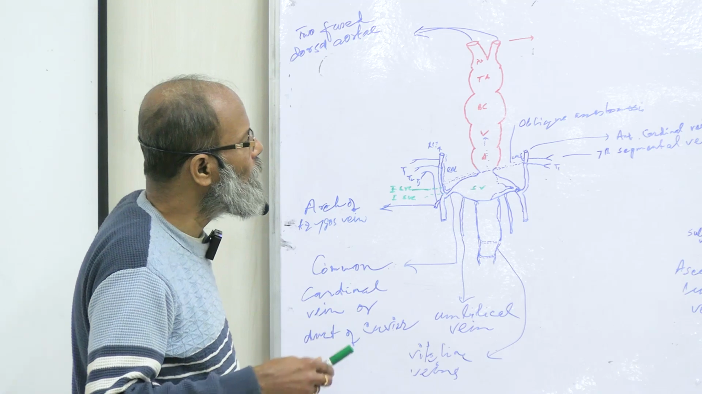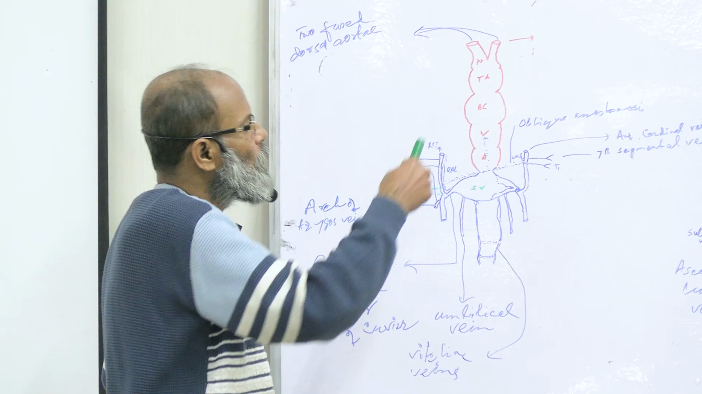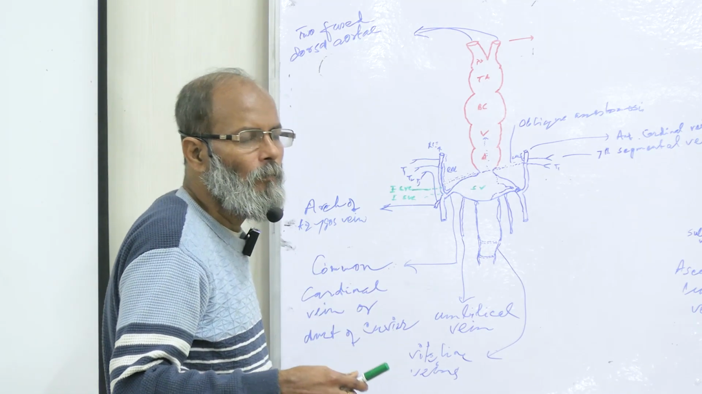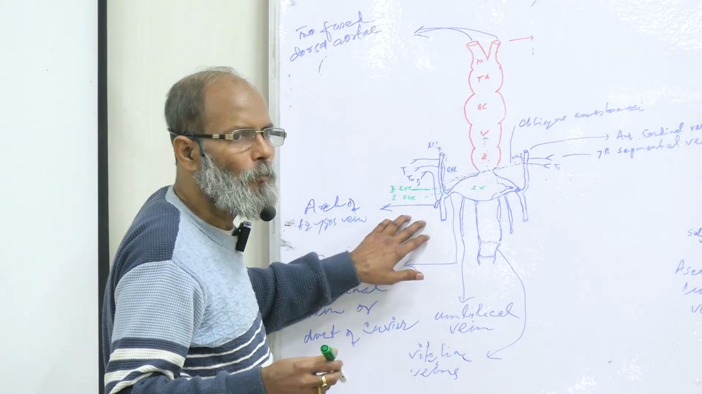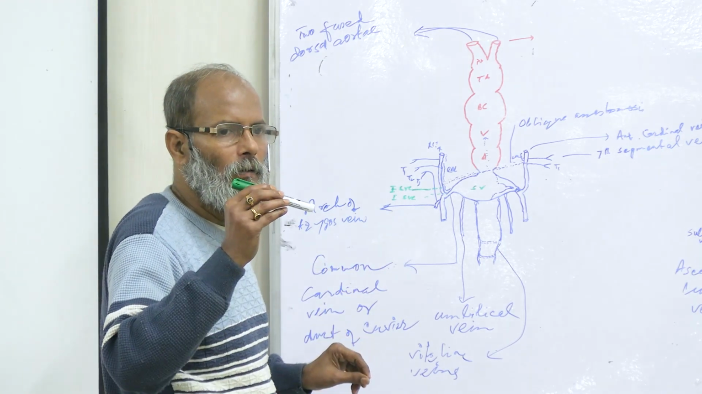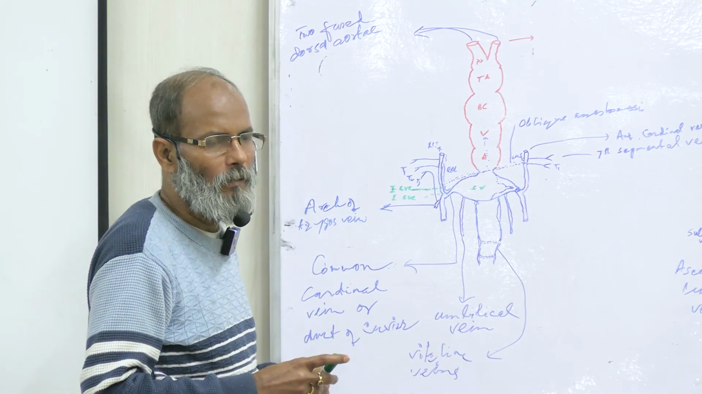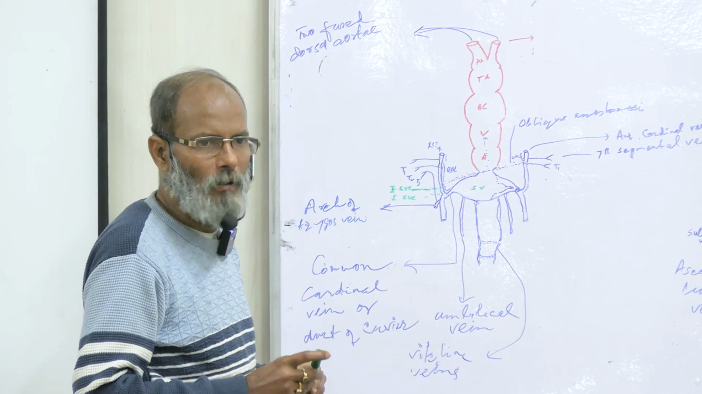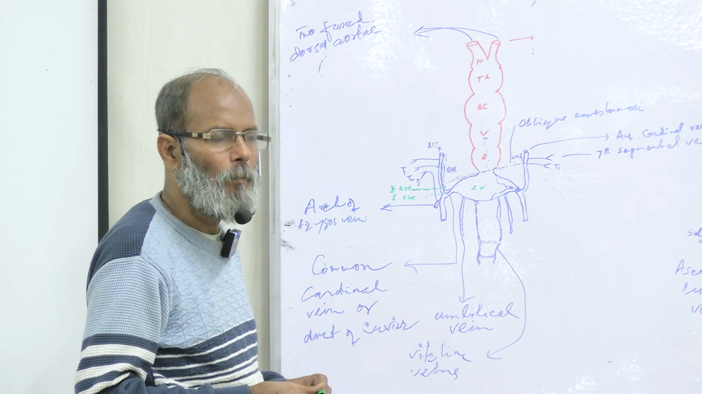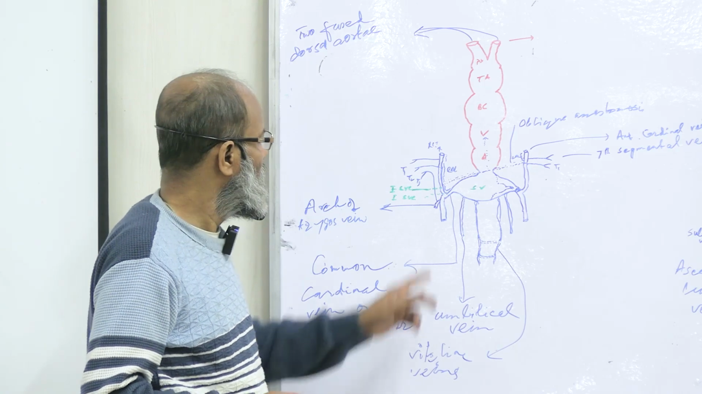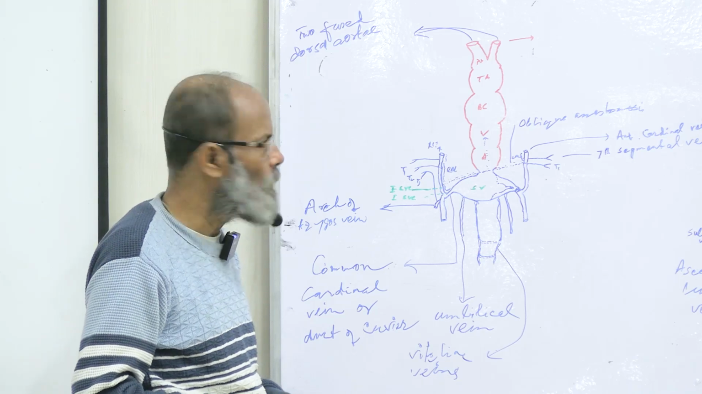Now here I have drawn the azygos vein. The azygos vein is developed, with the vertical part from the right azygos line and the arch from the superior part of the right posterior cardinal vein. Right.